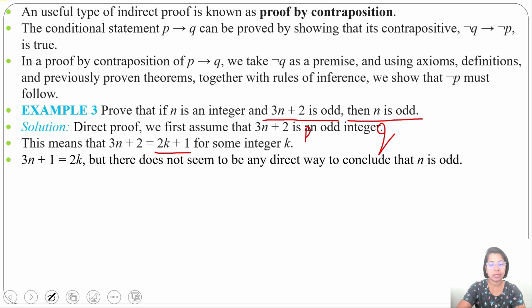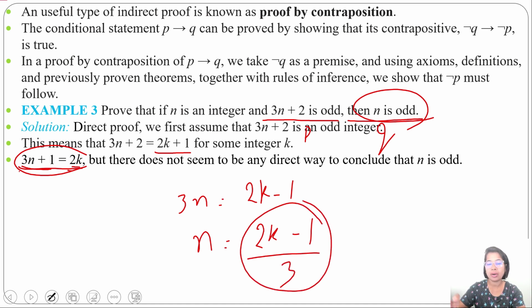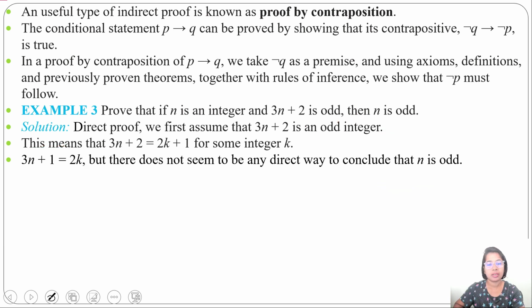Now we just simplify it. 3n plus 1 will be 2k. So how will we prove that n is odd from this? There is no way. From 3n plus 1 equals 2k, we cannot prove n is odd. Suppose you try to simplify it, 3n will be 2k minus 1. Then n will be 2k minus 1 divided by 3. So is it odd? For odd, it should be in the 2k plus 1 format. It's not. So I stop here.